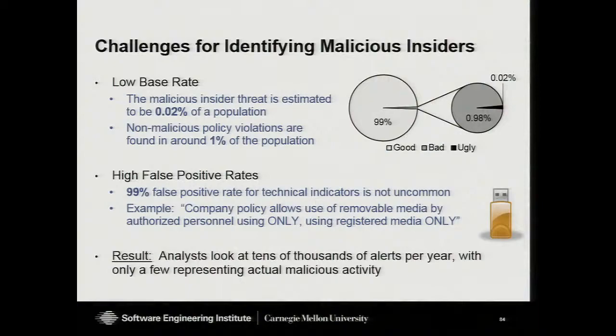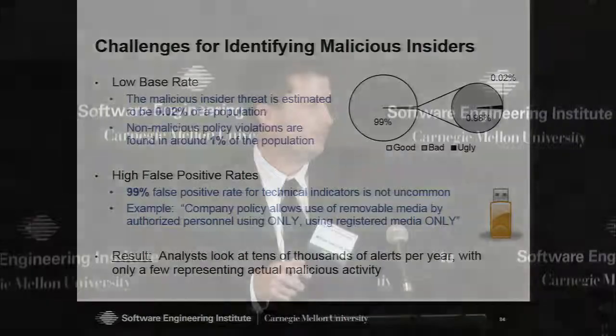So we're looking at 0.02% of the bad, I'm sorry, of the ugly, sort of really bad, but within 1% of people that break the rules anyway, it's a very, very low base rate. And as I mentioned, high false positive rates. 99% false positive rate for insider threat indicators, technical indicators, is not uncommon. And certainly we try to improve that, but there's a limit to which we can improve things and still have some guarantee that we're catching those true positives. So analysts look at tens of thousands of alerts per year. Only a few of those represent actual malicious insider activity.